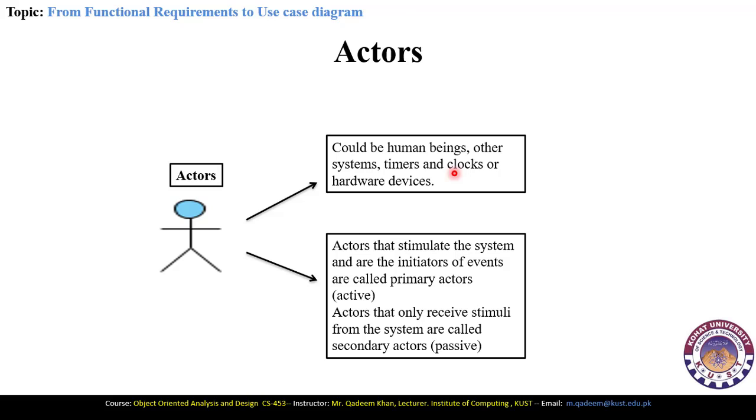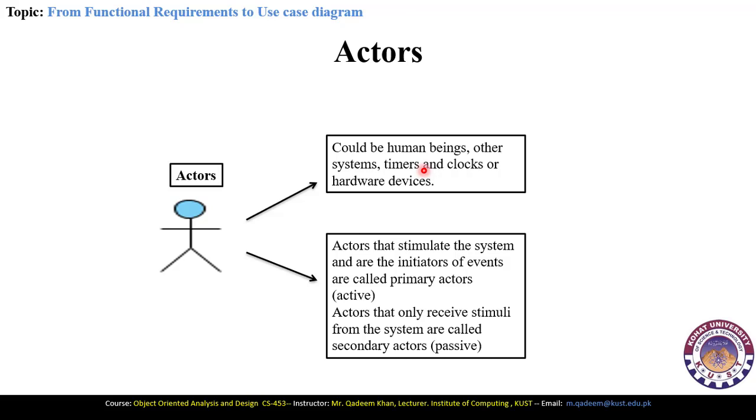For example, after 1 hour, if the system raises certain events, then we will say that the timer is on, and the timer provides us the input or output as a sequence of certain events. It can also be a certain hardware device as well. For example, if the operation is performed over the camera, the camera input is detected and then certain events may be raised.